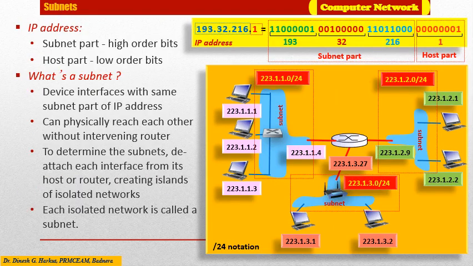Typically, an IP address consists of 32 bits, out of which the higher order n bits form the subnet part of the IP address. In our network, the higher order 24 bits form the subnet part, whereas the lower order m bits form the host part of the address. In our case, the lower order 8 bits form the host part. This is how the IP address is divided into the subnet part and the host part.